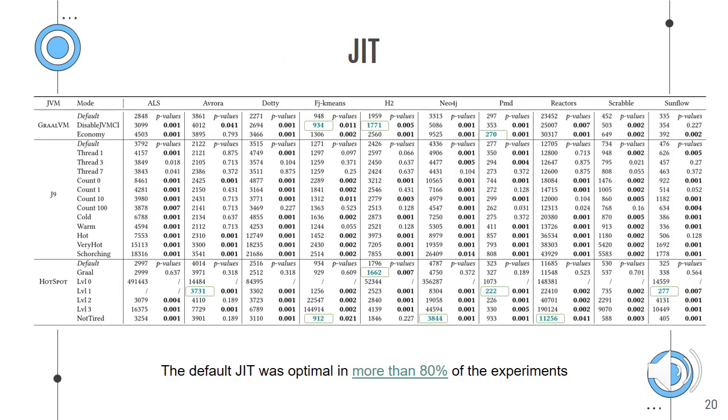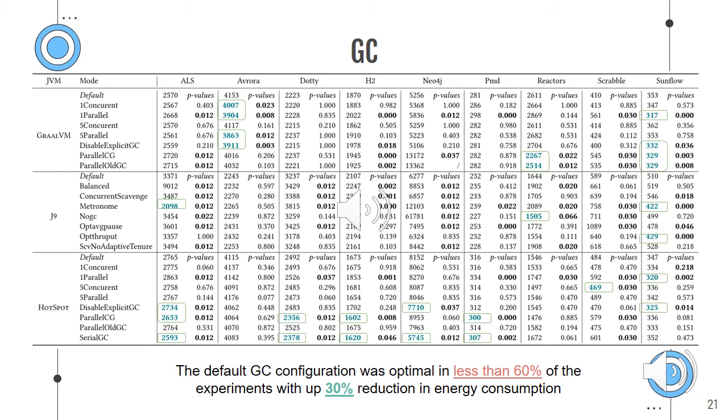Without further ado, with the other experiments, let's start with the just-in-time compiler. Actually, we were surprised that in 80% of the experiments, the default JIT was the most optimal choice. However, for the garbage collector, the default one had only a 60% success rate over all the cases. But when it succeeded, it saved up to 30% of the total energy consumption. In conclusion, to answer the second research question, we can say that most of the time the default configuration was the optimal one, especially for the just-in-time compiler.